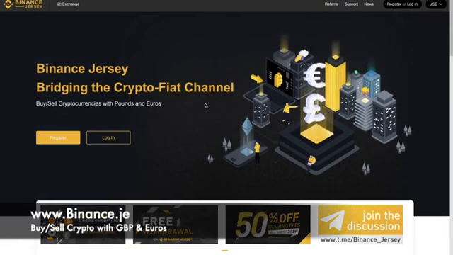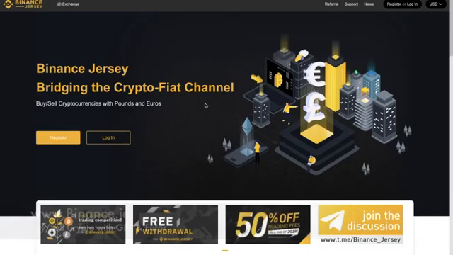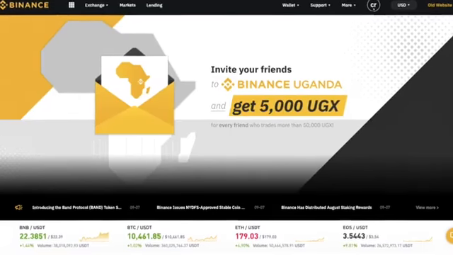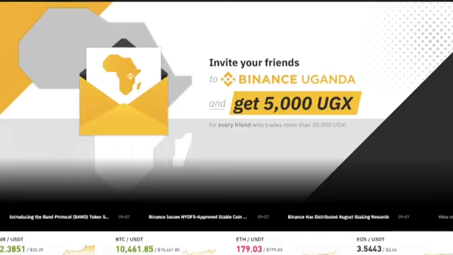And for those of you that are in the UK or Europe, it's worth mentioning that there's a new version of Binance, which is Binance Jersey or Binance.je. This is where you can buy Bitcoin or Ethereum with GBP or Euros. Binance Jersey is an independent entity from its parent Binance.com, so you will need to create a new login for this site. They also do have Binance Uganda available as well.